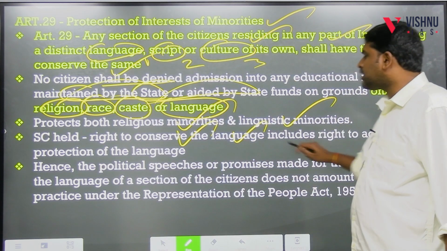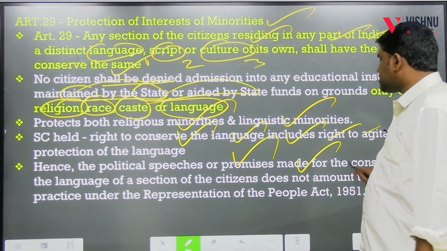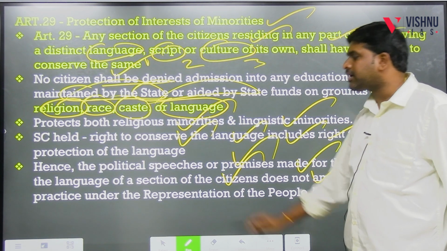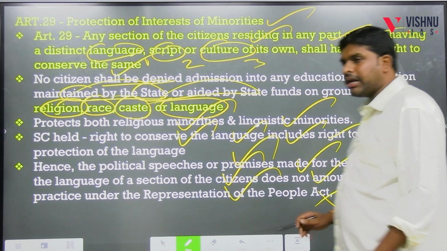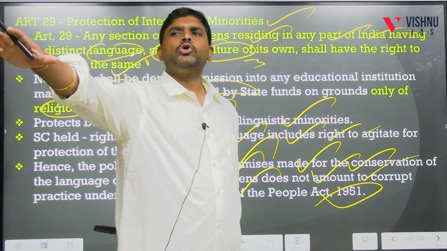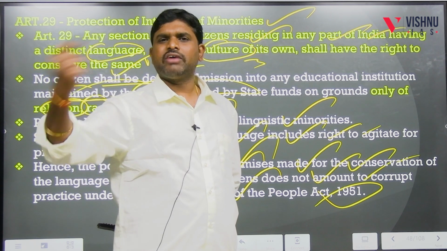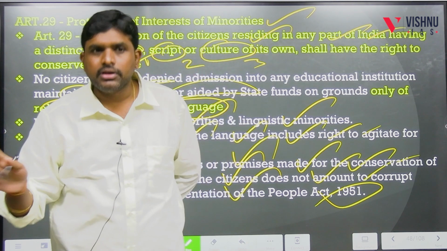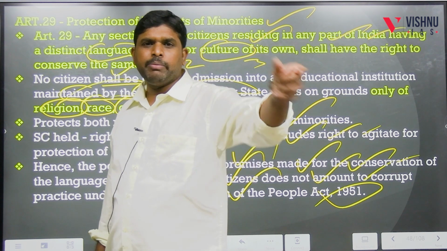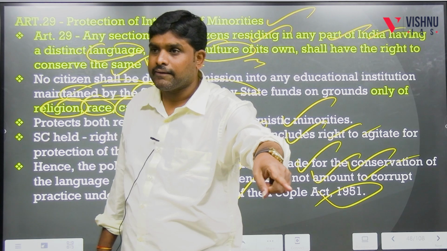The Supreme Court held the right to conserve the language includes the right to agitate for protection of the language. Political speeches or promises made for the conservation of the language of a section of citizens do not amount to corrupt practice under the Representation of the People Act of 1951. Understand this. If I tell the people who are speaking Sanskrit, vote for me, we have to protect our language, we should fight for our language, it is not called corruption. But if I tell Muslims, all Muslims vote for me, I am a Muslim candidate, you all should vote for me for the growth of the Muslim religion, it is called corruption.